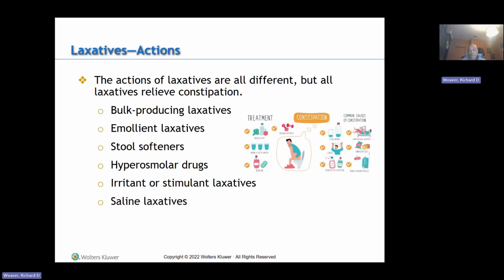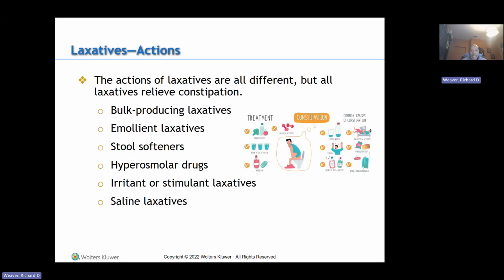Now, some of the bulk forming laxatives are your psyllium. That's P as in Paul, S as in Sam, Y-L-L-I-U-M. You guys probably know it as Metamucil. Also, Fibercon is another one. Now, sometimes these laxatives are used with severe diarrhea in order to add bulk to watery bowel contents. And of course, this can sometimes slow that transit through the bowel, that movement of fecal material through the bowel.